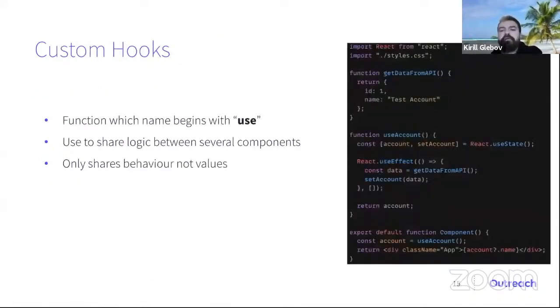Now we're going to talk about custom hooks. Basically, by linter, every function whose name starts with use is considered to be a hook. The main idea of custom hooks is to share stateful logic between components, but it would share only behavior without sharing actual values.